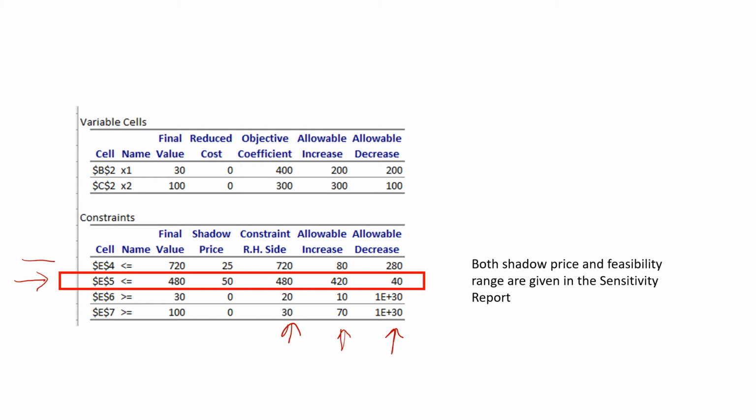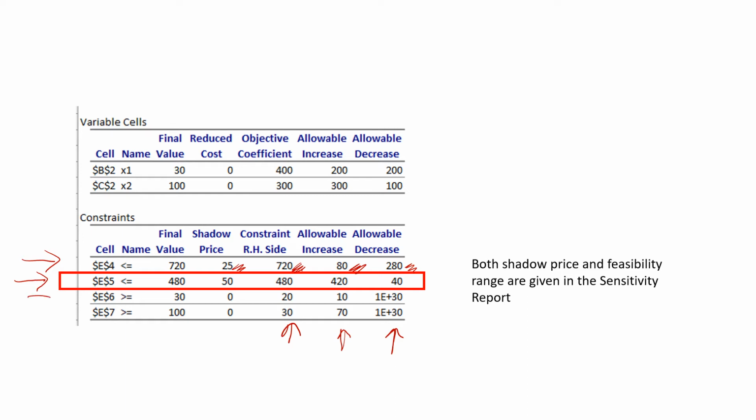You can also look at the first constraint, which was, I think, the assembly. It says that it is worth $25 an hour. So if adding more time costs you $30 an hour, it's not worth it. But if it only costs you $20 an hour to add more people on, it's worth it. It said we had 720 hours to start with. We could increase that as far as 800 hours before the equations change. We could decrease it by 280 hours before the equations change. So long as we're within that range, within that feasible region, things stay the same.